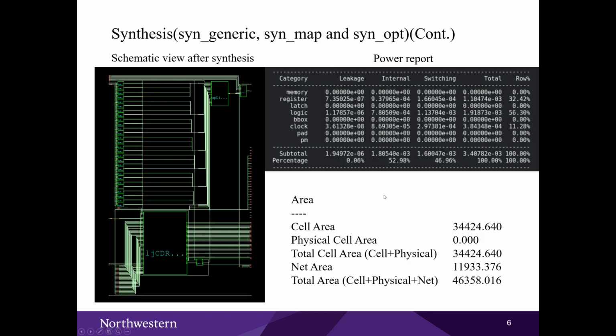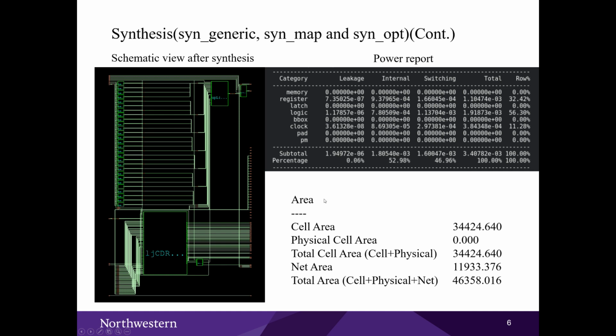So here we have a detailed report of power, and we can see that leakage power just accounts for 0.06% of total power, so it's quite low, and the internal power accounts for about 53% of the total power, and the switching power accounts for about 47% of total power.